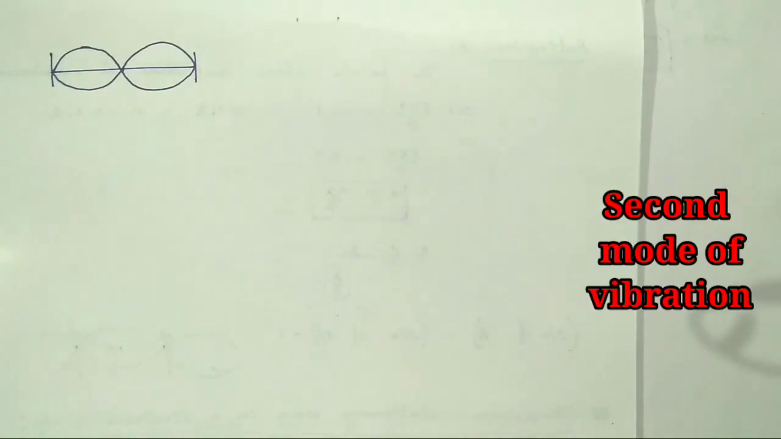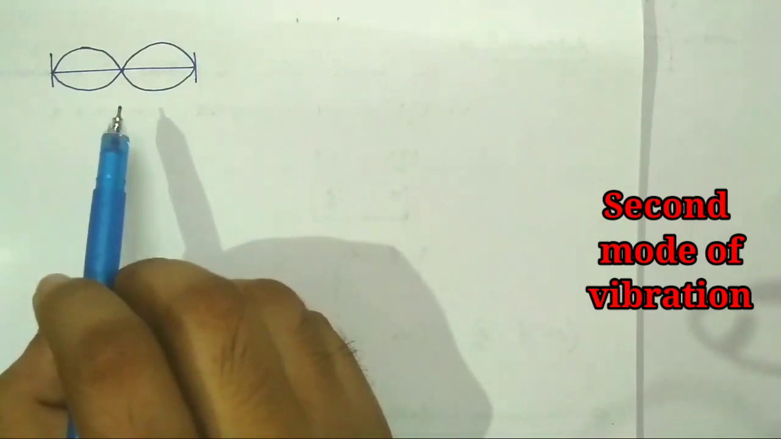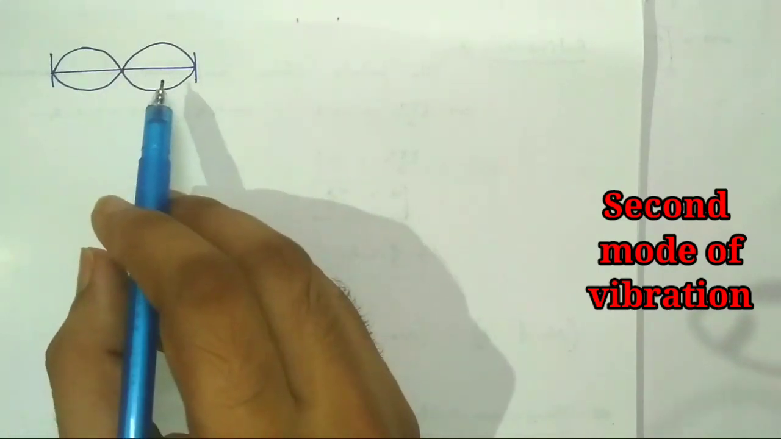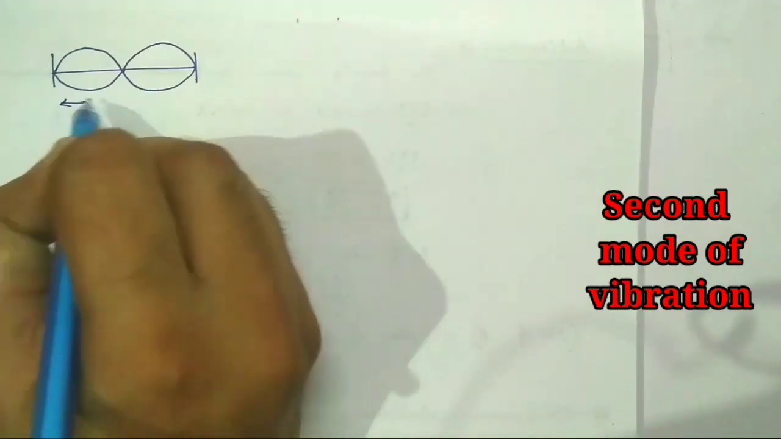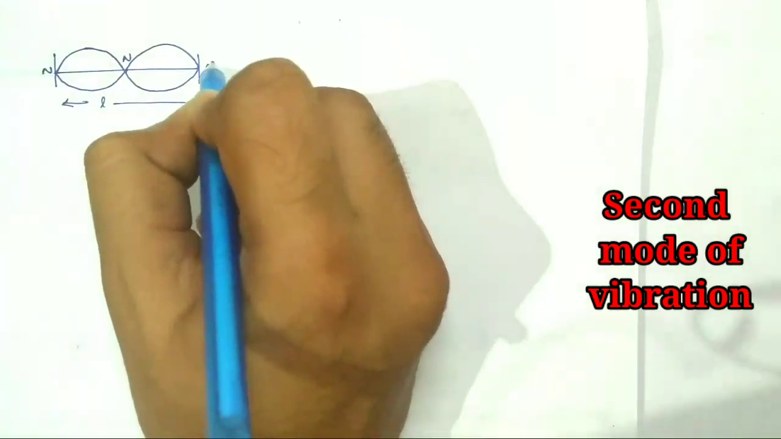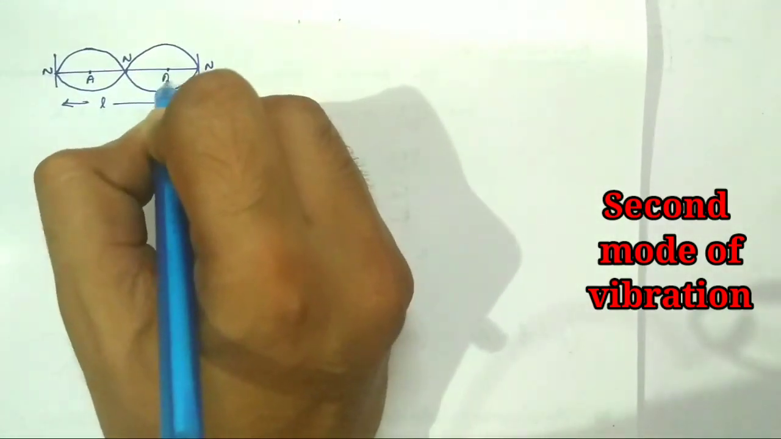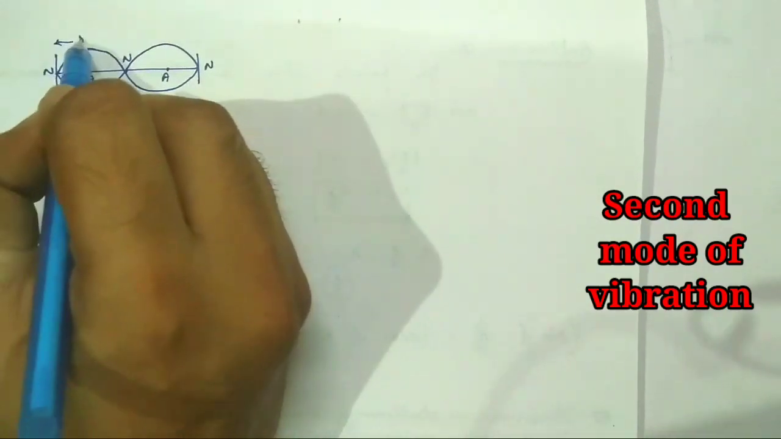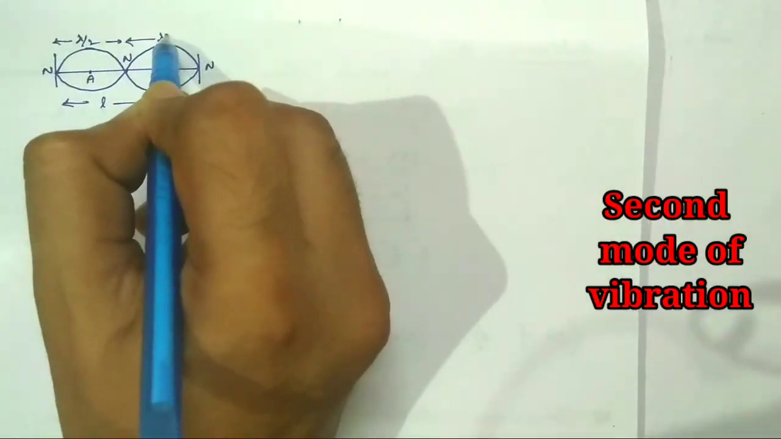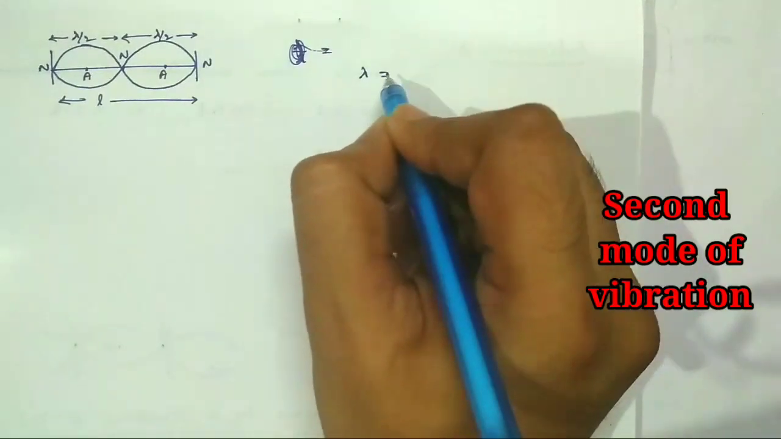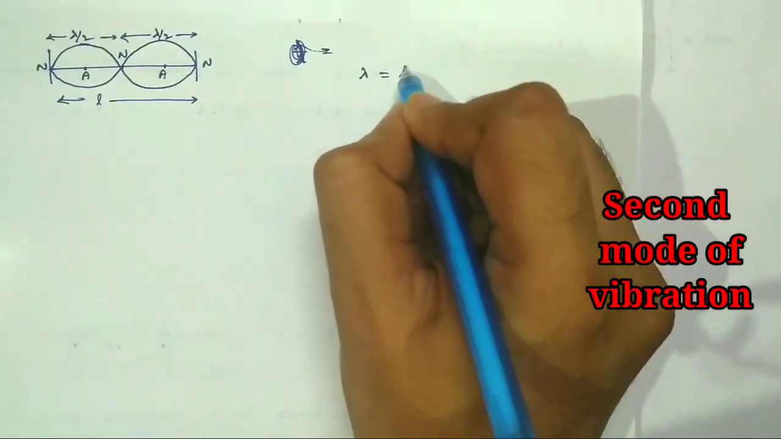Now case 2. This is the case of the second mode of vibration. In this case, the string is vibrating in two loops. You can see here the string is vibrating in two loops. The length of the string is as usual L and this point is node, this is node and this is node, and the middle points are antinodes. Now the distance between two node points is lambda by 2, so this distance is also lambda by 2. The total distance is lambda, which is equal to the total length of the string, that is L.